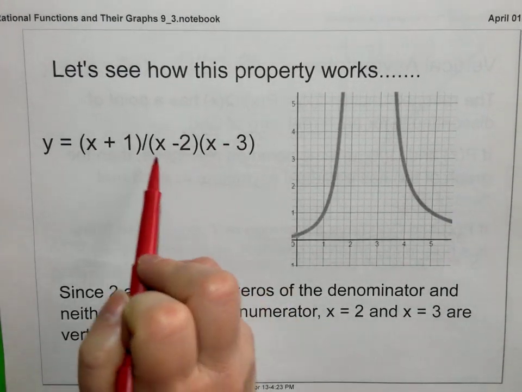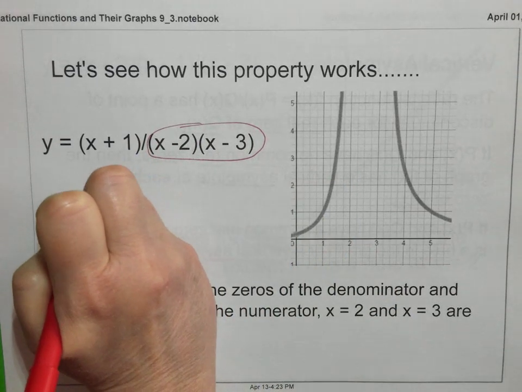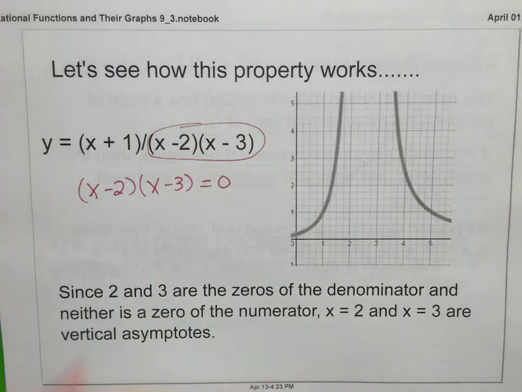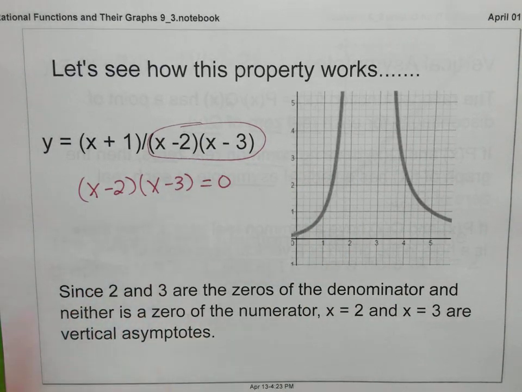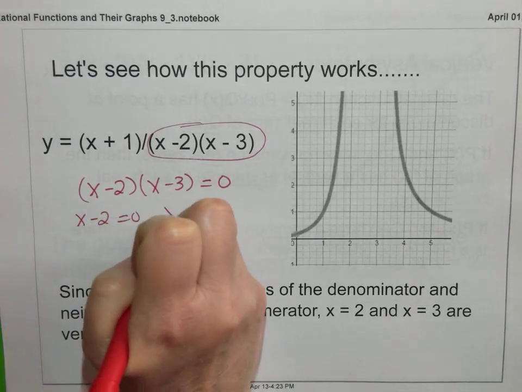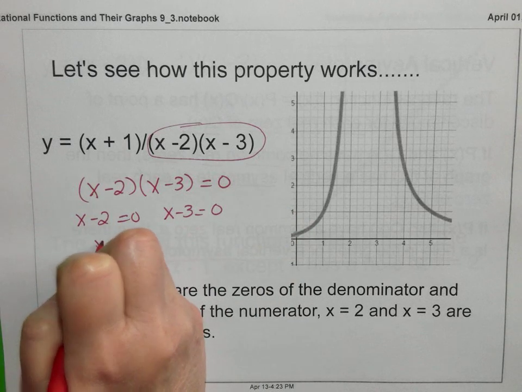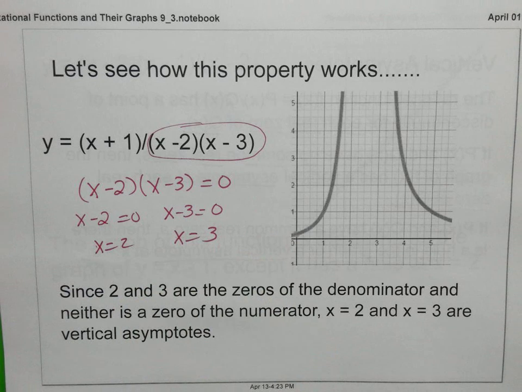Okay, we take the denominator, we make it equal to 0. X minus 2 times x minus 3 equals 0. The zero product property comes along and says if the product is 0, then one of the factors must be 0. Okay, that gives me x equals 2. That gives me x equals 3. We're good so far. Okay, now we need to check the top.